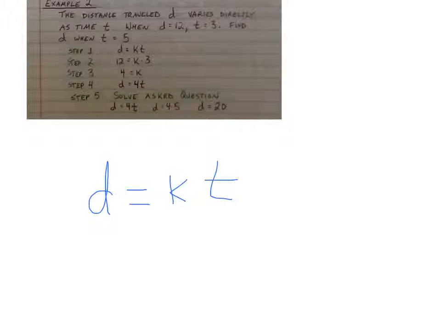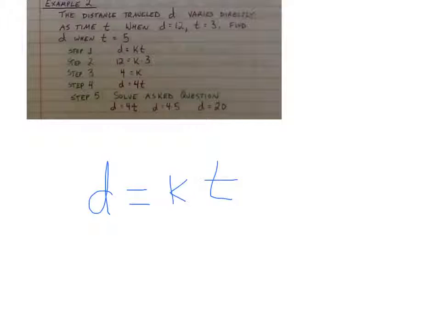In example 2, it says the distance traveled, d, varies directly as time, t. So there is our variation function. d varies directly as time. When d is 12, t is 3. So in step 2, we can substitute those values in and solve for k in step 3. So finally, step 4, we're able to rewrite it d equals kt, or d equals 4 times t.